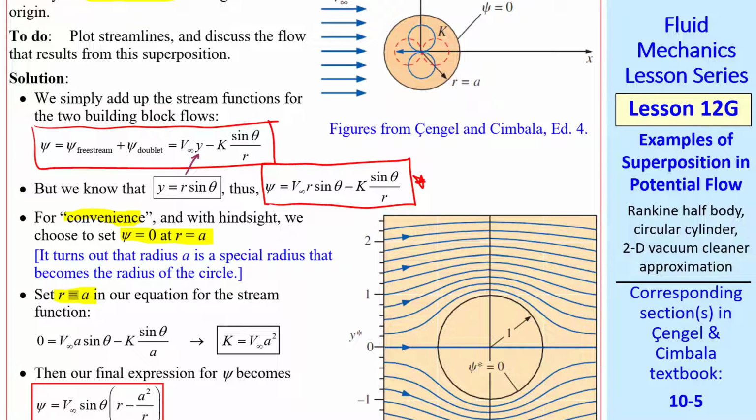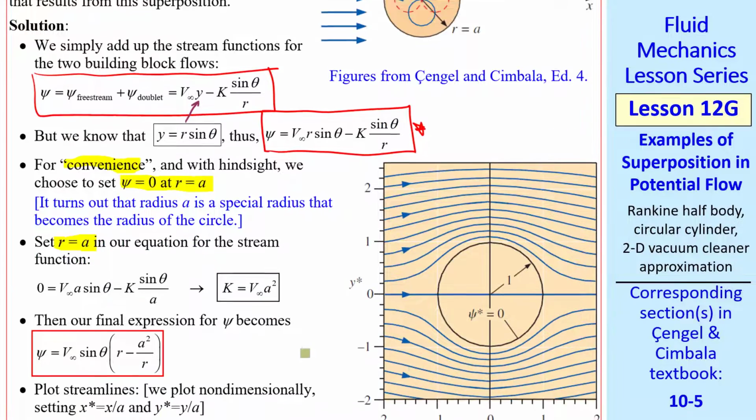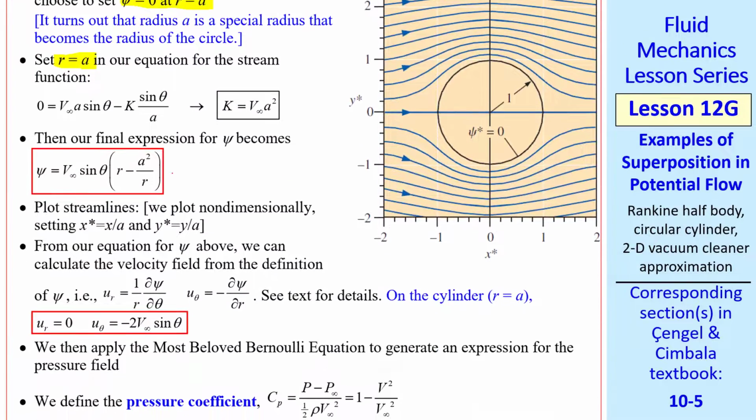Now we set r equal a in our equation for the stream function, and we get this, where we've also set psi equals 0. And thus we have an expression for the doublet strength that gives us a circle of radius a for some given free stream speed v infinity. Then our final expression for psi is given here.